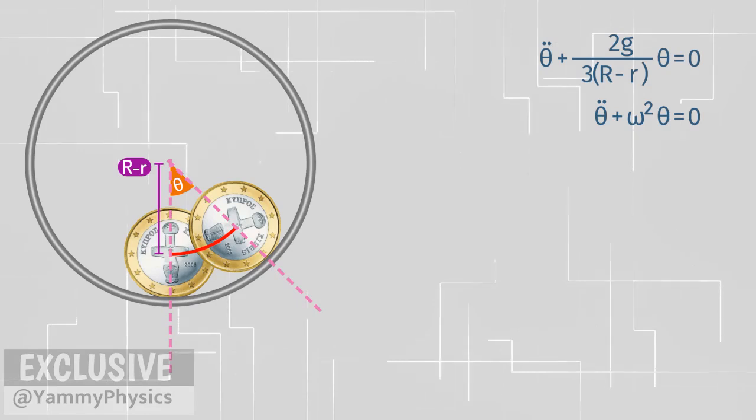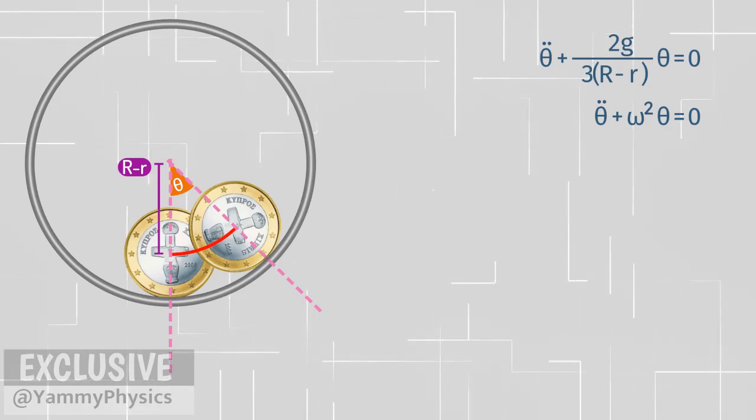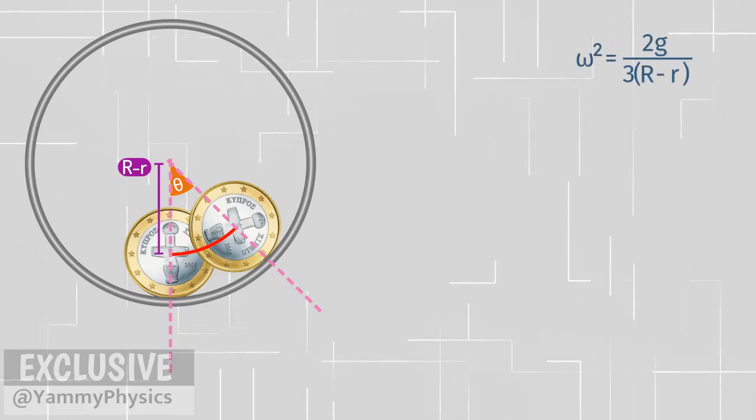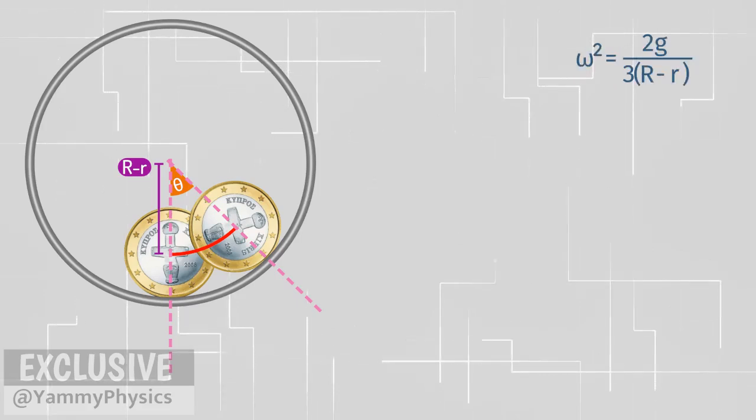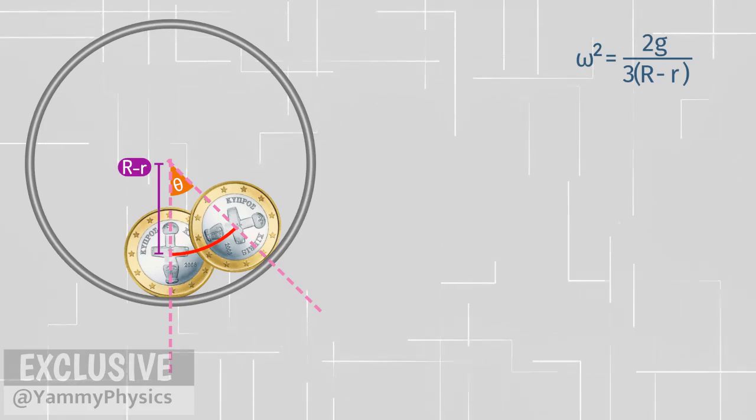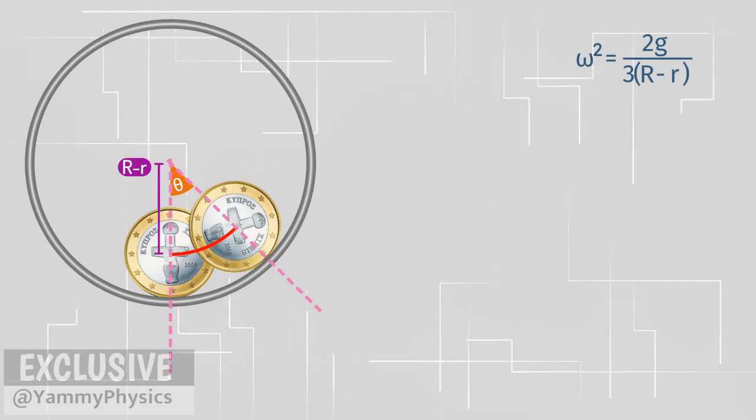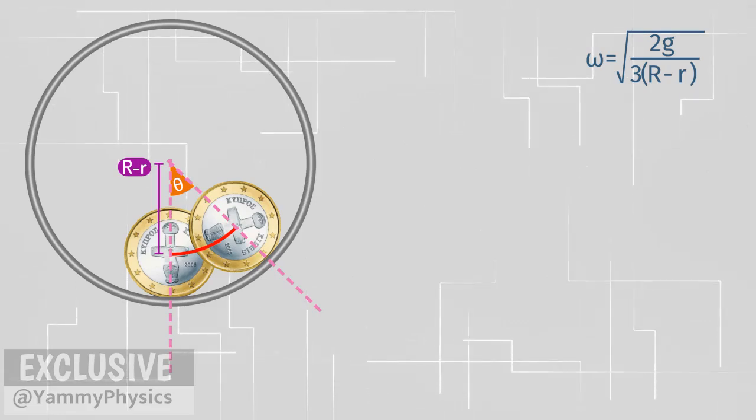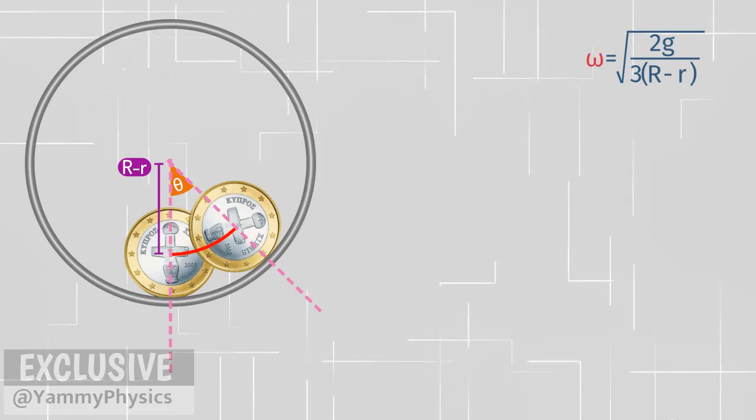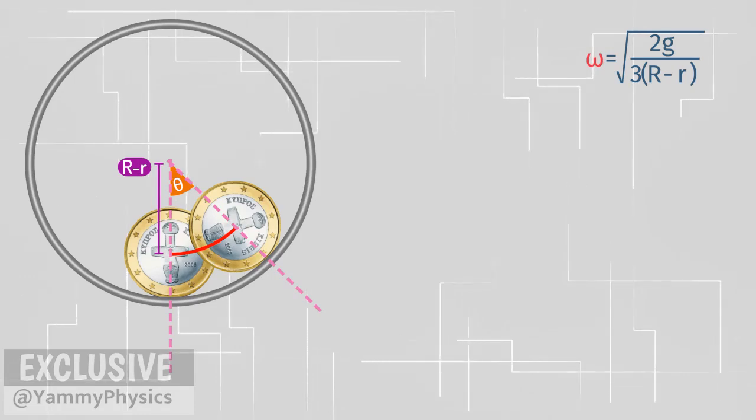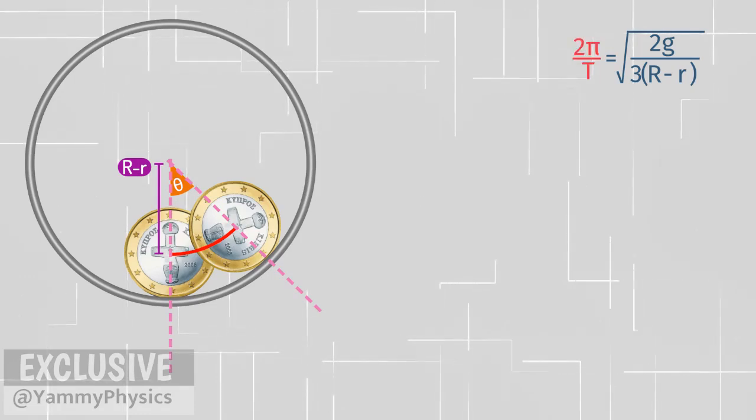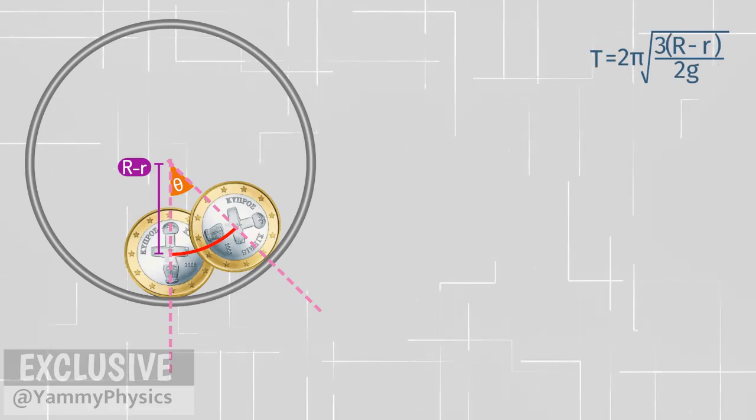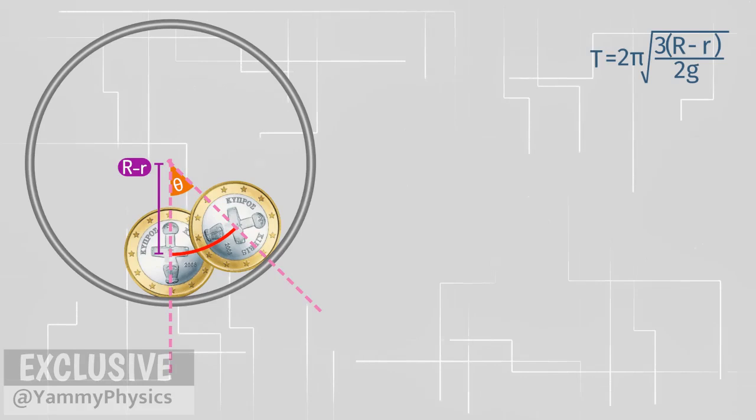The two differential equations are identical. Comparing the two equations, omega squared is equal to 2g over 3 times (big R minus r). Of course, the angular frequency value is the root of that value. In rotational kinematics, omega is 2 pi over big T. So, big T is equal to 2 pi root of 3 (big R minus r) over 2g.